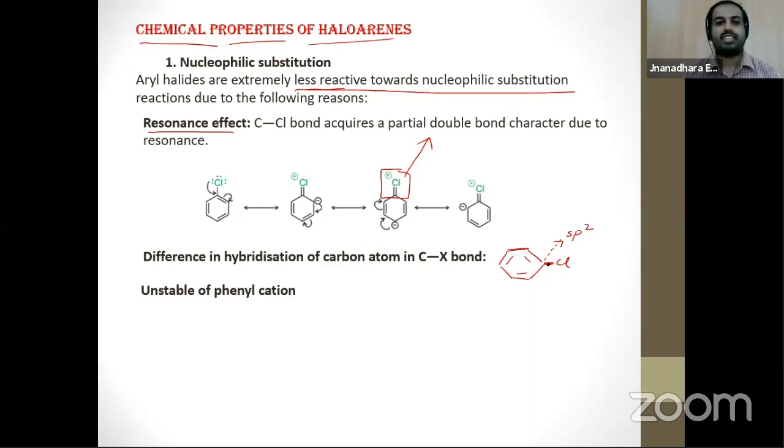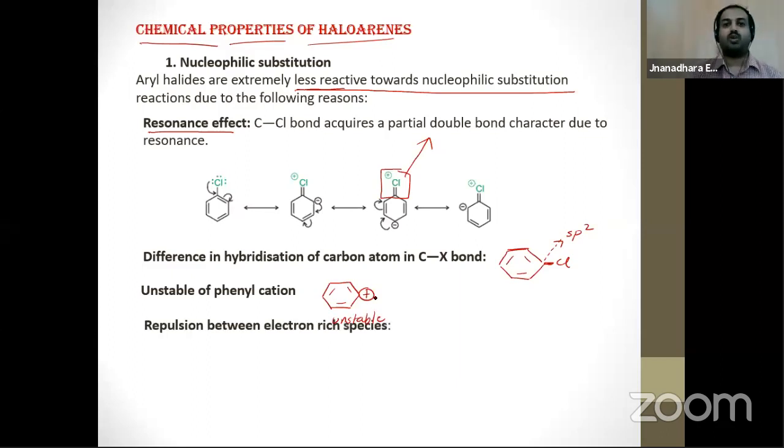The sp2 hybrid carbon atom is more electronegative and will withdraw electrons towards itself, thereby making this bond stronger, less reactive. Moreover, if at all it has to go via the SN1 mechanism, it has to form a carbocation, which should look something like this, but this is unstable. So SN1 is ruled out. SN2 is also ruled out because benzene is a rich electron system with a pi electron cloud above and below the plane.